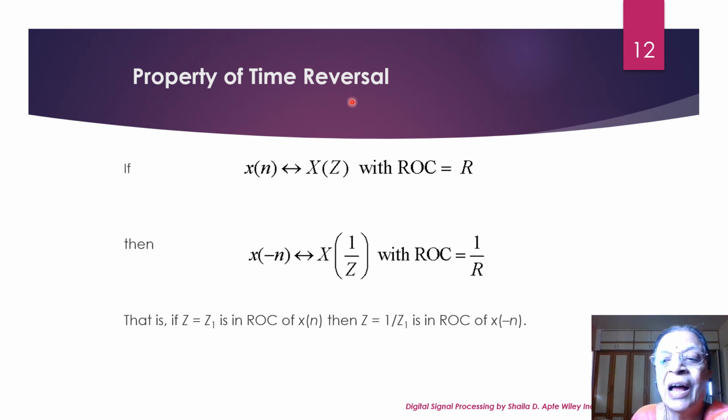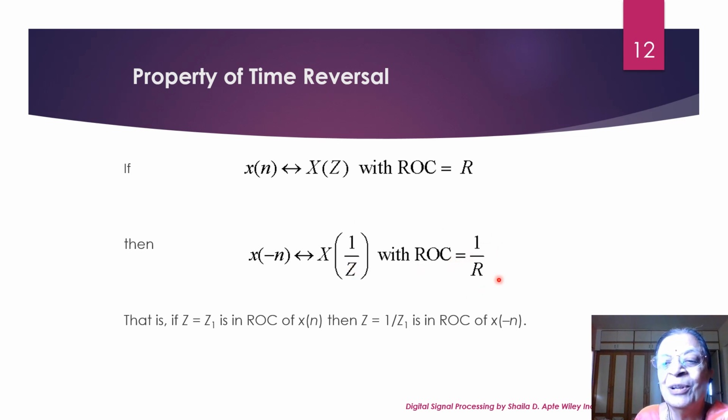Now consider the time reversal property. If x[n] transforms to X(z) with ROC R, what will be the z transform of x[-n]? That is, if we just reverse the time, X(z) will now become X(1/z). So wherever there is z, you will have to replace it by 1/z, and the ROC we write as 1/R.